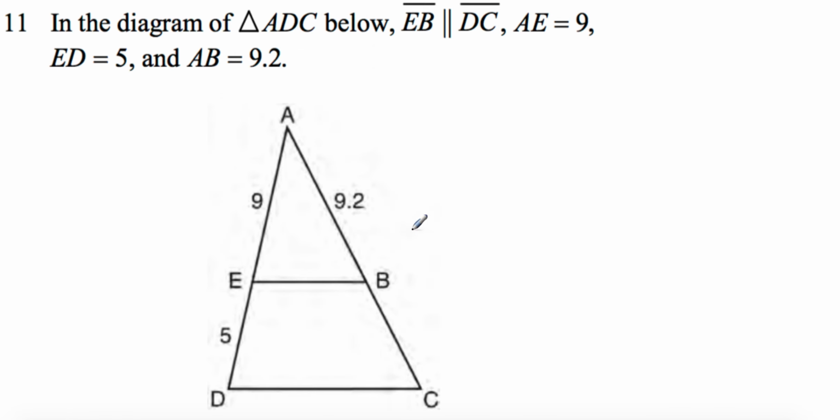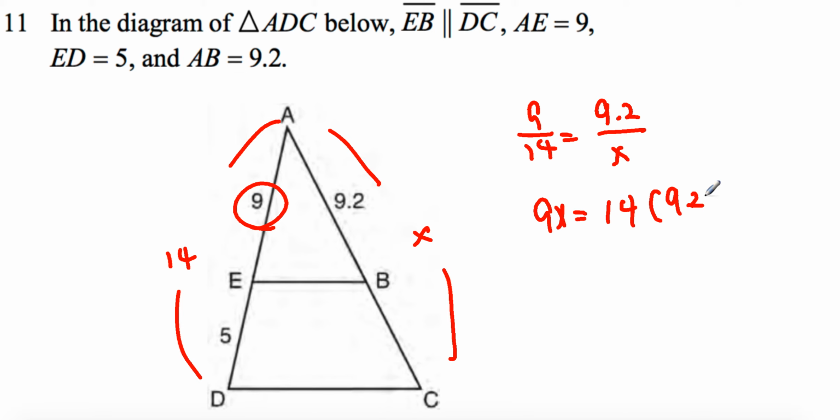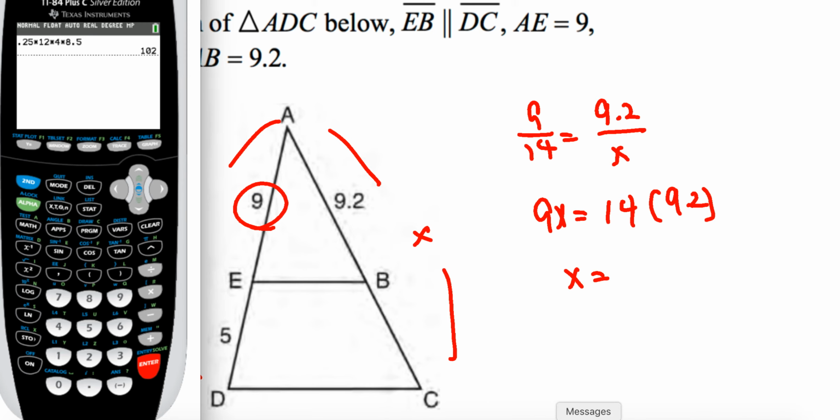So then let me call the AC as a whole thing as X. Then here the whole thing would have been 14 by adding 9 and 5. So our ratio would have been 9 over 14, because the upper one over the whole thing should be the same ratio as 9.2 over the whole thing, which is equal to X. Now we can see that 9X must be equal to 14 times 9.2, and I can divide each side by 9 to figure out the value of X.